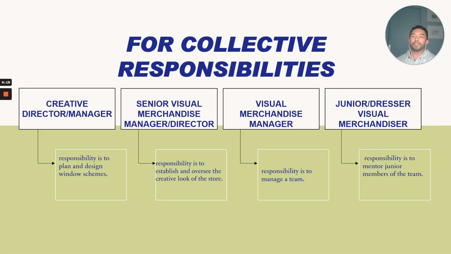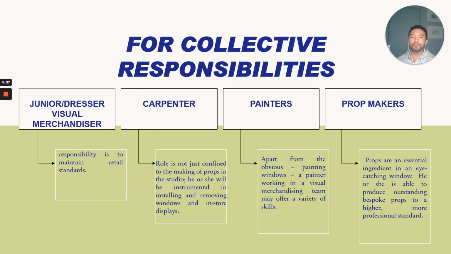For the collective responsibilities, the top head would be called the creative director, and then you also have the senior visual merchandise manager director, the visual merchandise manager, and then you have the junior dresser or the visual merchandiser. And apart from them, you also have the carpenters, the painters, and the prop makers.